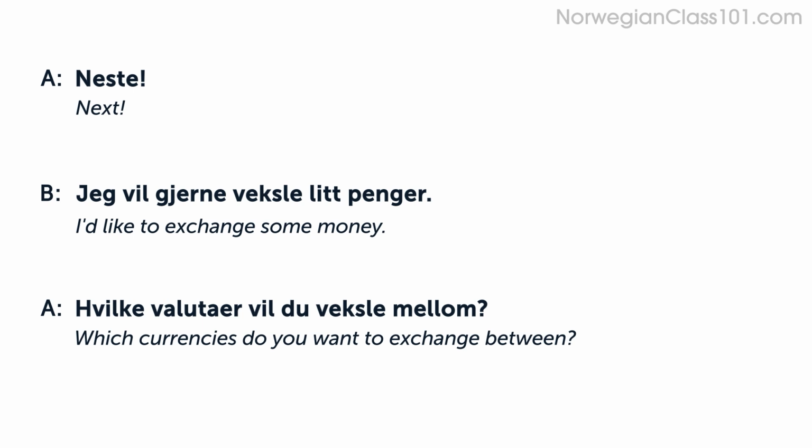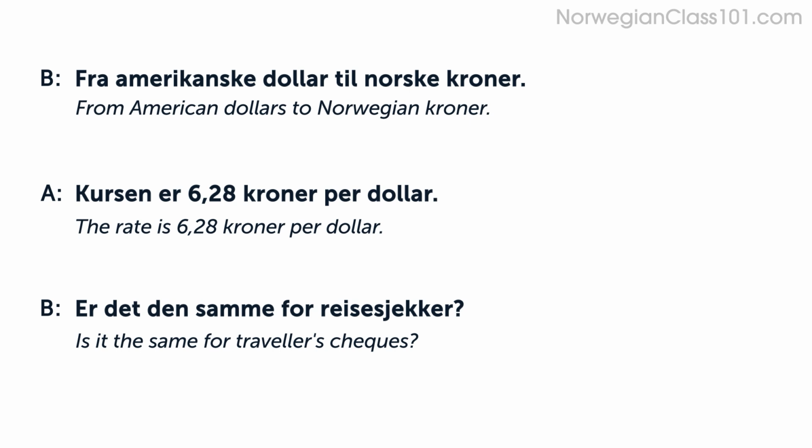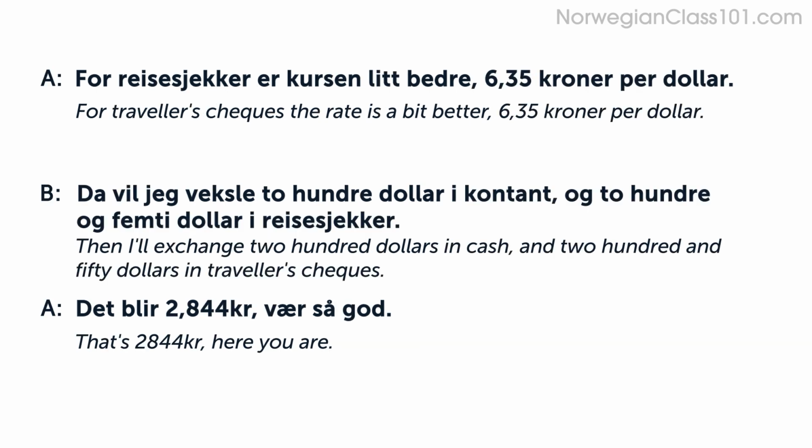Neste. Jeg ville gjerne veksle litt penger. Hvilke valuta vil du veksle mellom? Fra amerikanske dollar til norske kroner. Kursen er 6,28 kroner per dollar. Er det den samme for reisesjekker? For reisesjekker er kursen litt bedre, 6,35 kroner per dollar. Da vil jeg veksle 200 dollar i kontant og 250 dollar i reisesjekker. Det blir 2844 kroner. Vær så god.